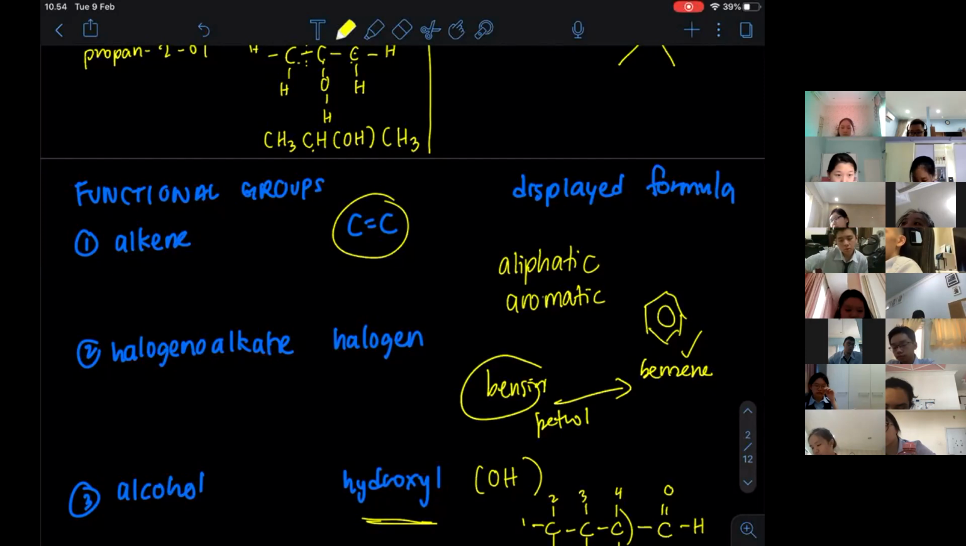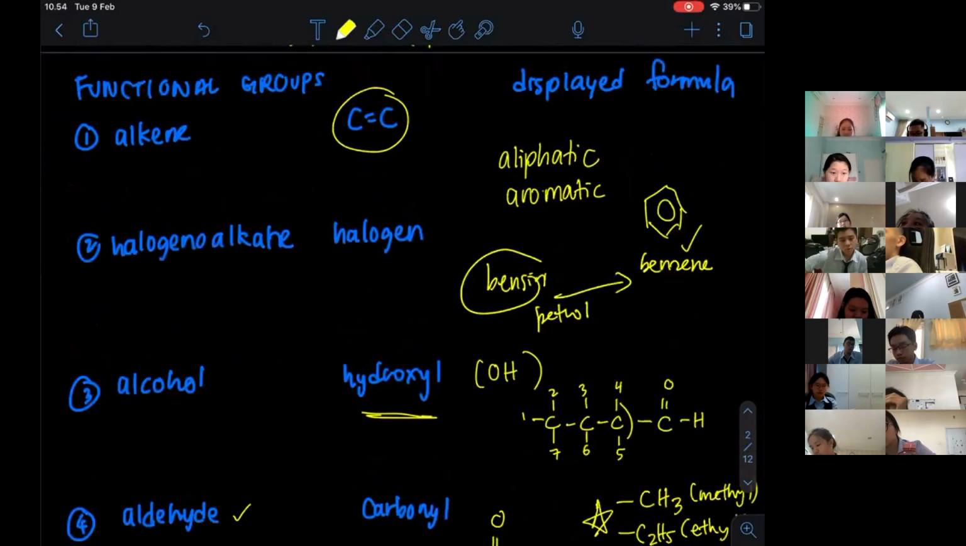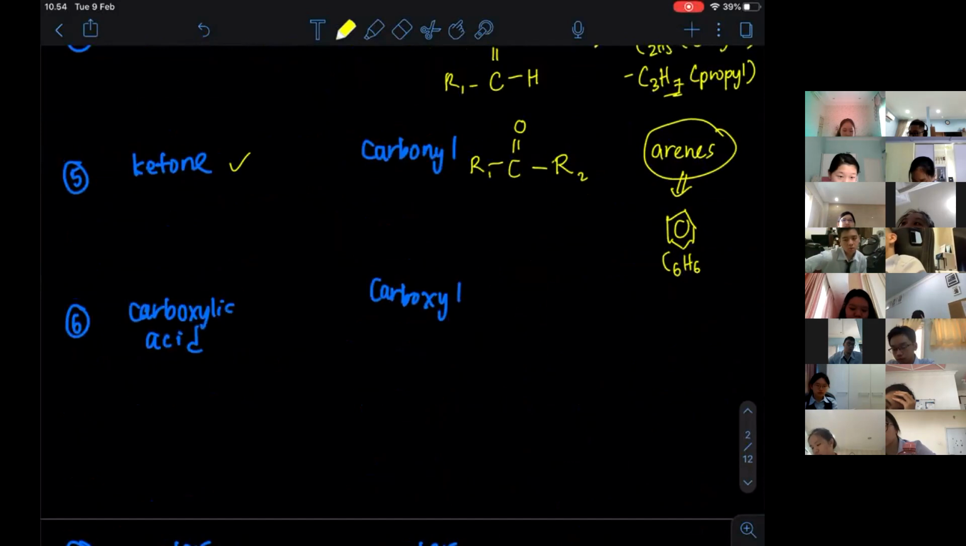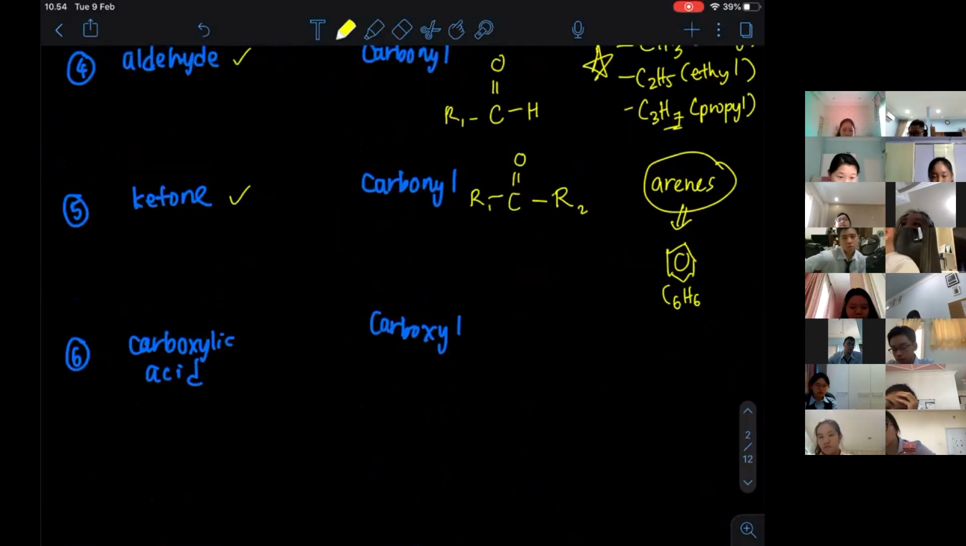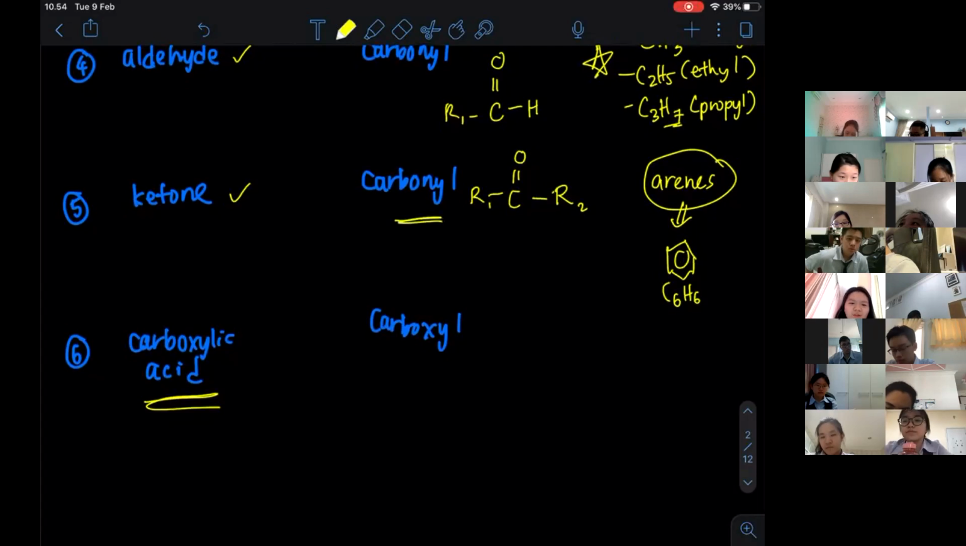Let me move on. Here you can see I have mentioned aldehyde and ketone, and the R1, R2 alkyl groups, and so on. Now, let me enter the carboxylic acid. For carboxylic acid, the functional group is the carboxyl group, which is different from carbonyl. What is the carboxyl group? This entire C double bond O and OH is called the carboxyl group.